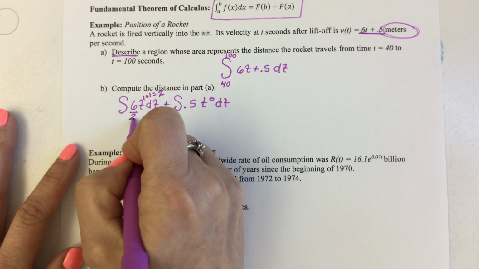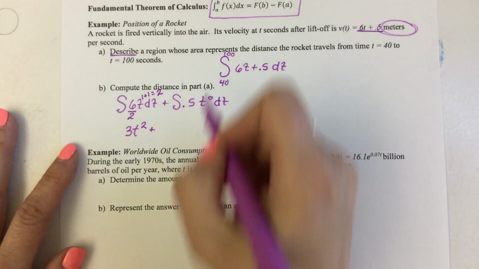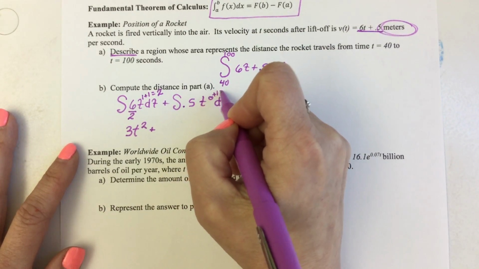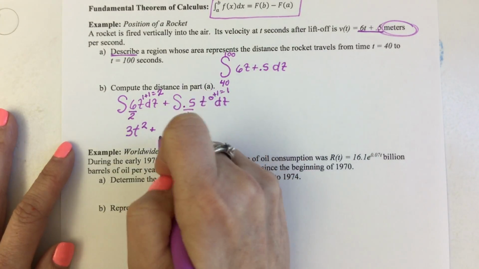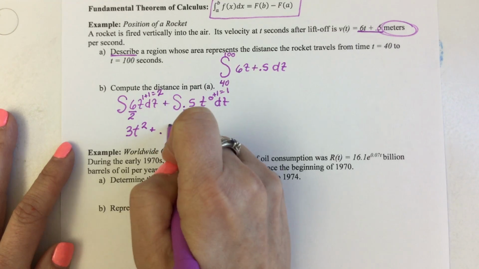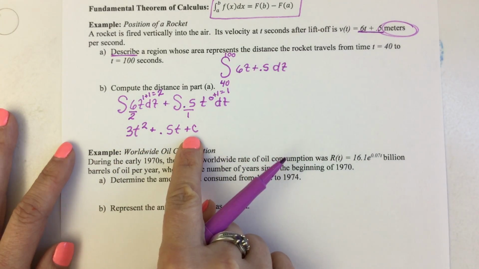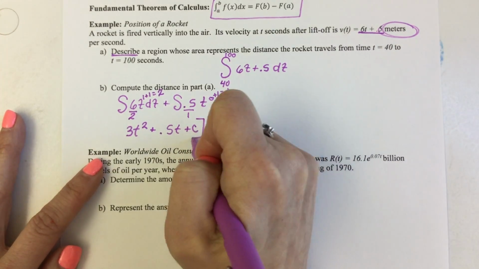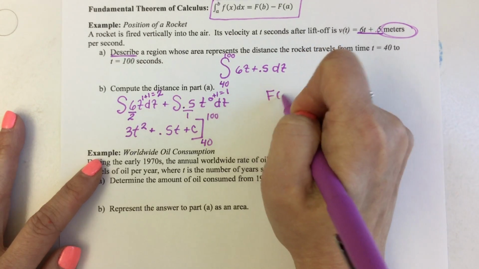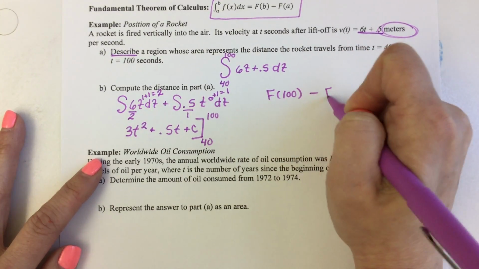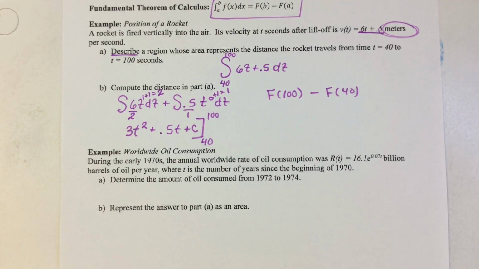You take that and you divide it. So this is 3t squared plus. This exponent was a 0, so when I add 1, it becomes 1. If I divide by 1, 0.5 divided by 1 is 0.5t plus c. So here is your antiderivative. Now we want to calculate that from 40 to 100. So I fill in 100, find the value, then I'll have to fill in 40 and find the value.